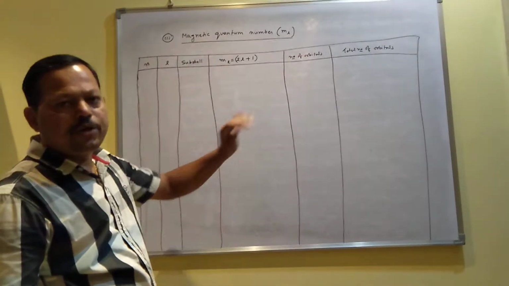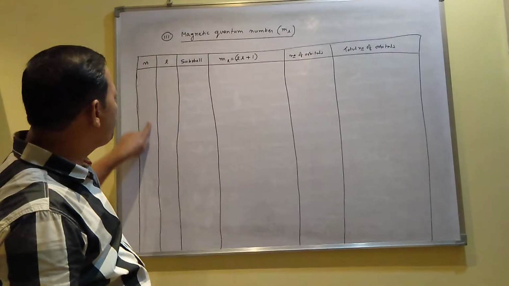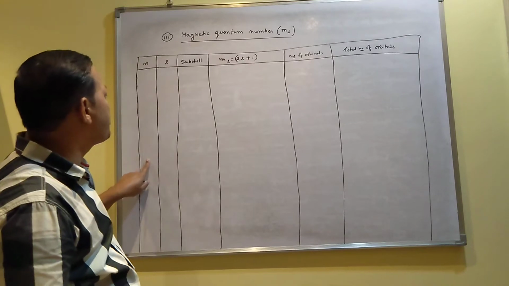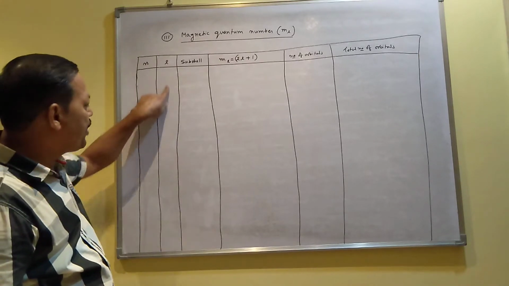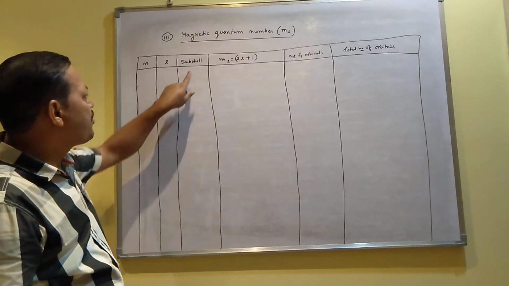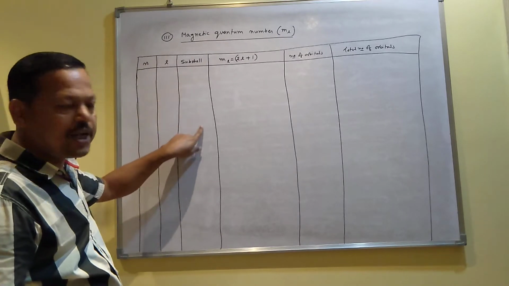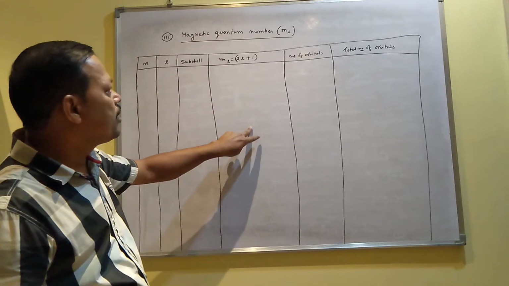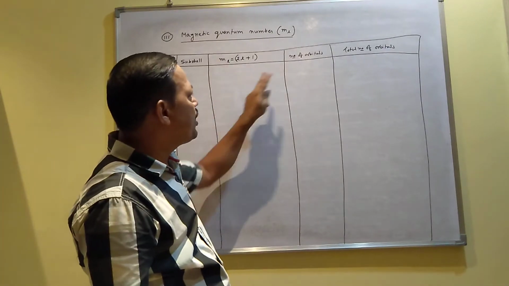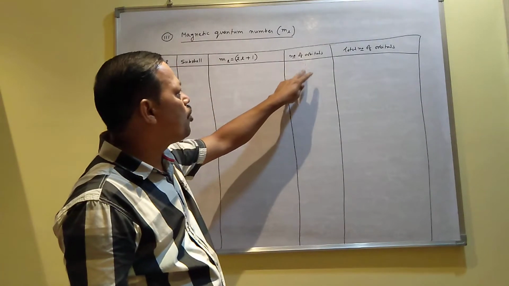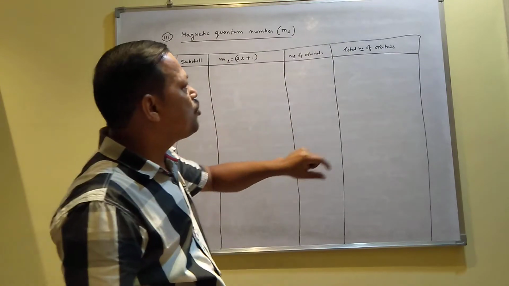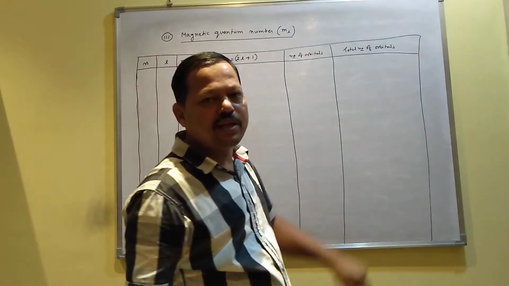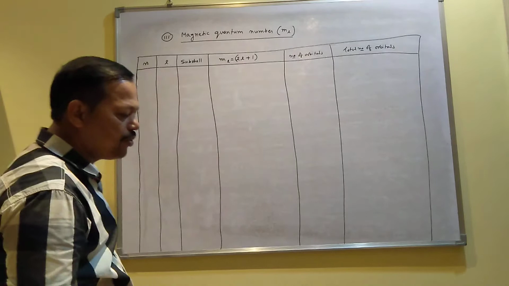Okay, like this way you make one table. Here I will put the value of n, I mean principal quantum number. Then I will put the value of L, azimuthal quantum number. After that I will put the name of subcell. Then I will find out the values of ml. After finding out values of ml, you will get the number of orbitals present in a cell. And what about the total number of orbitals present in the cell? That we will find out.